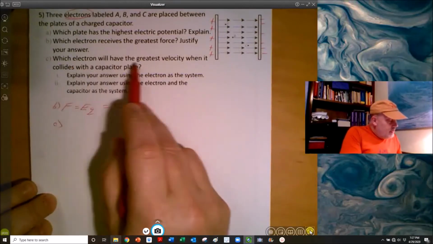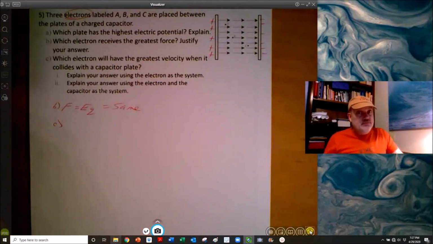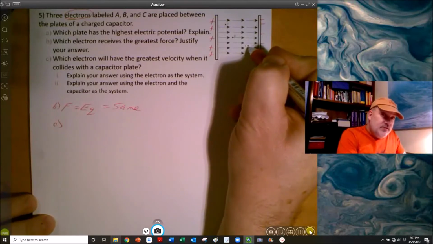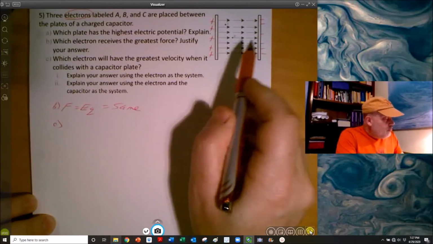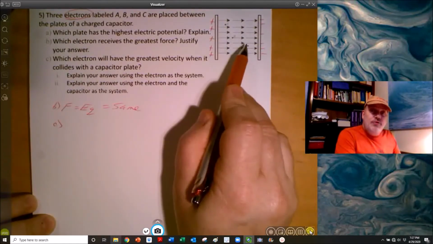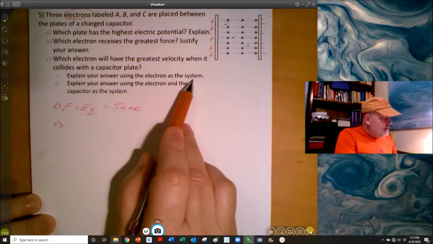Which electron will have the greatest velocity when it collides with the capacitor plate? Now, which way are these electrons going to go? Well, they're electrons, so they have a negative charge. So they get a force in the opposite direction of the electric field. So they're all going to be forced to the left. They all get the same force, but they don't all move the same distance. So now it says explain your answer using the electron as our system.